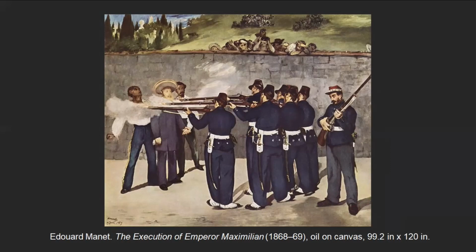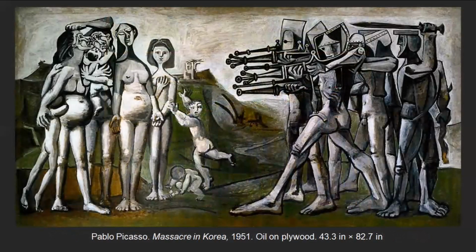Picasso said, I'm paraphrasing here, something along the lines of: amateurs borrow and artists steal. And so in that vein, Picasso uses these compositional elements himself again, this time making the soldiers on the right even more mechanical. This is the Massacre in Korea, painted in 1951. This is in opposition to America's intervention in the Korean War.